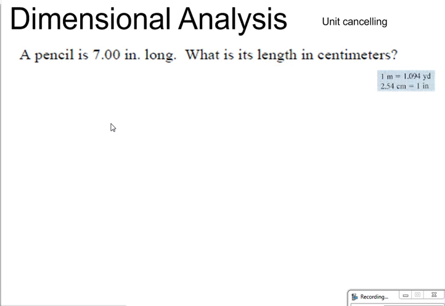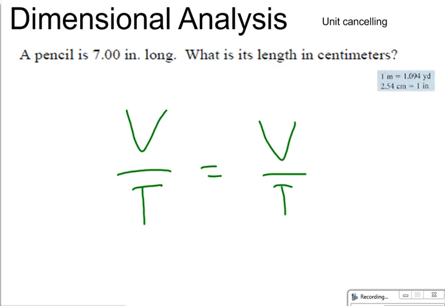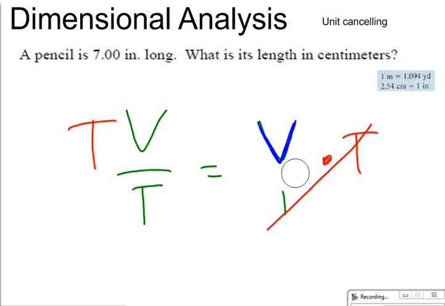What about if you have V over T equals V over T, and this time you want to get this V all by itself? What would you do? Well, in this case, you would be multiplying by T on both sides. So these T's cancel out, and this becomes VT over T equals V.